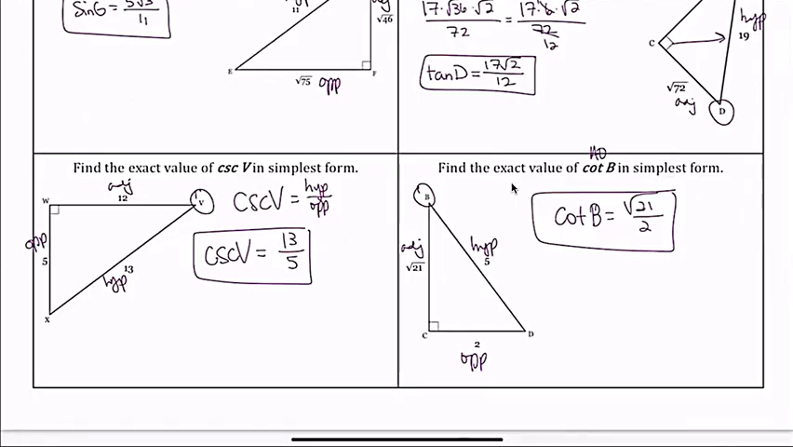Here are the answers for those two. The cosecant of v was 13 over 5, which could not be simplified. Same thing for the cotangent of b. It was square root of 21 over 2. Neither of those could be simplified either. Those are the answers.